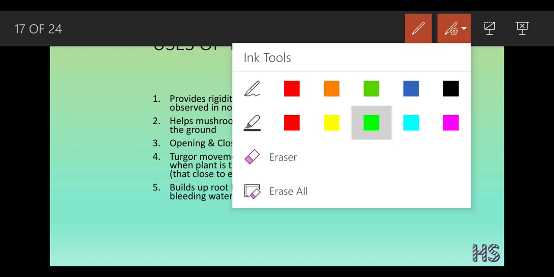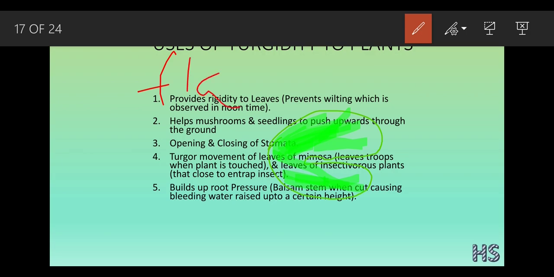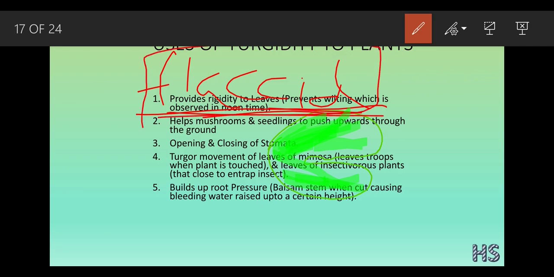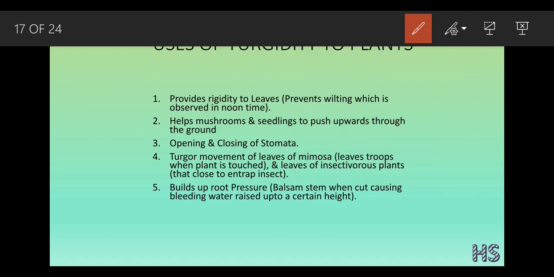Okay, this condition is said to be flaccid in nature. Turgidity helps to maintain its erectness, but when an insect comes, it closes the leaves, and because of this it loses the water. This condition is called flaccid. So these were the 4 points, and the 5th point is it helps to build up the root pressure in a balsam. This we are going to discuss in detail in the chapter on transpiration. As of now, we are going to leave this point.